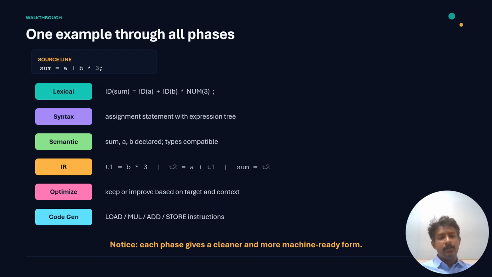In the semantic analysis phase, the compiler checks whether a and b are already declared. It also checks whether the data types are compatible. Okay. Then it moves on to the intermediate code. Intermediate code is created. For example, T1 equal to b into 3, T2 equal to a plus T1, and sum equal to T2. After optimization, the code may be improved if possible. Finally, code generation creates target instructions.